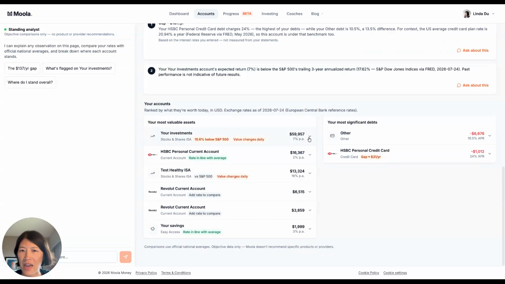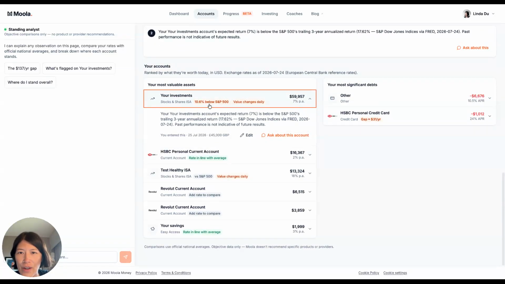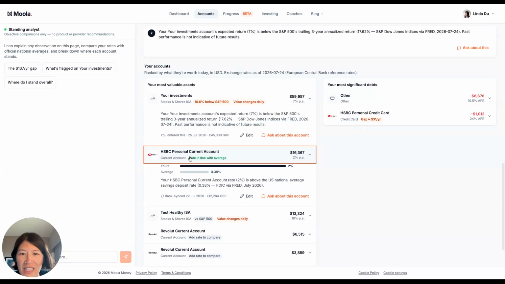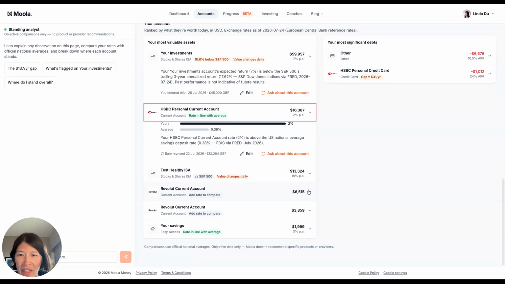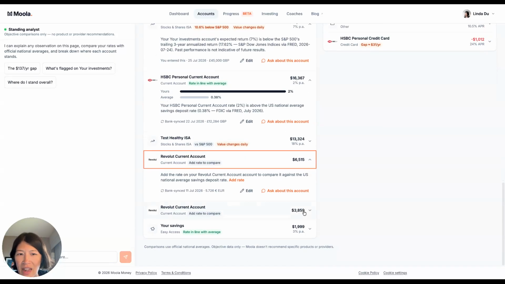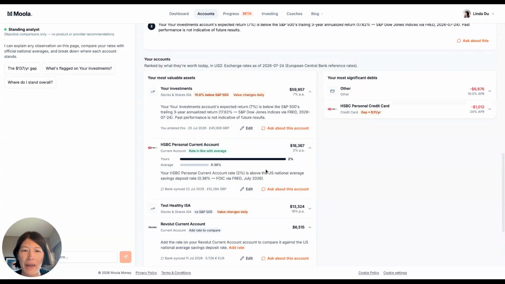I then have this breakdown of these different accounts. I already had this flagged that my stocks and shares ISA is performing below the benchmark. There are some others where, okay, my current account is giving me 2%, which is in line or even better than the average. And for some of these other ones, I haven't actually added the rate. So I'm being prompted to add the rate so that we can compare to benchmarks.